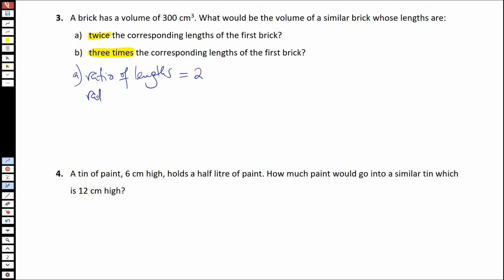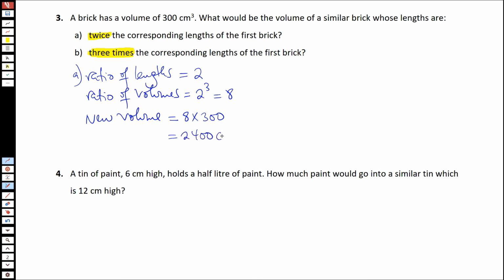So the ratio of the volumes will be equal to 2 cubed, which is 8. What that means is that the volume of the new shape is 8 times the volume of the original shape. So new volume will be equal to 8 multiplied by 300, which is equal to 2,400 centimeters cubed.